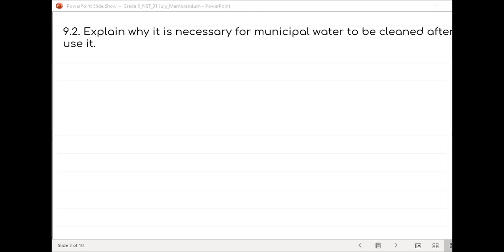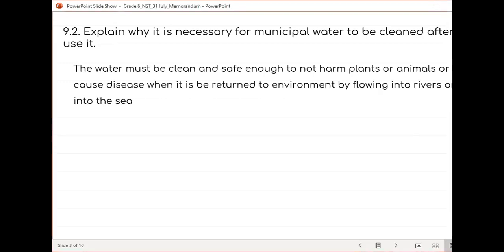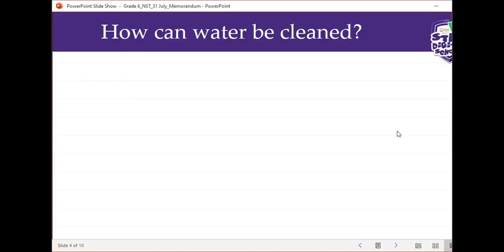Okay, and then I just want to read you guys a piece from the textbook. Okay, so I said that the water must be clean and safe enough not to harm plants or animals or cause diseases when it is returned to the environment by flowing into rivers and into the sea. Okay, so let me just quickly look for this piece that I want to read for you guys. All right, I think this is the part. So how can water be cleaned?